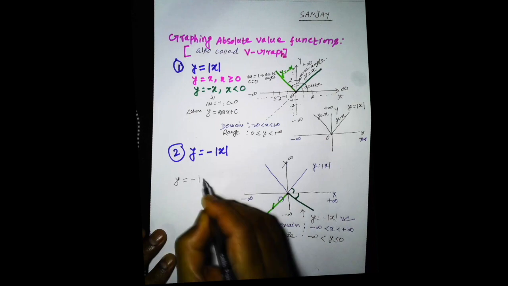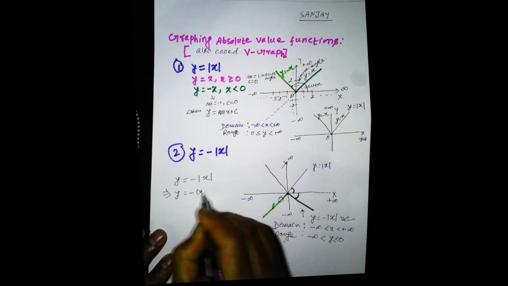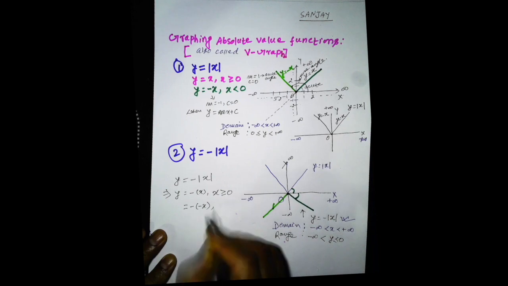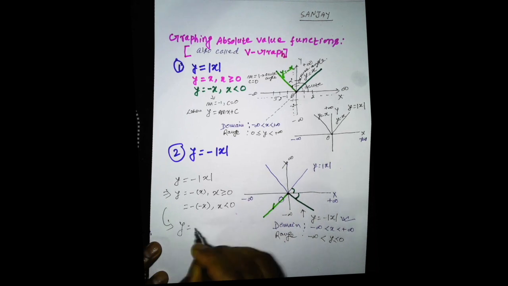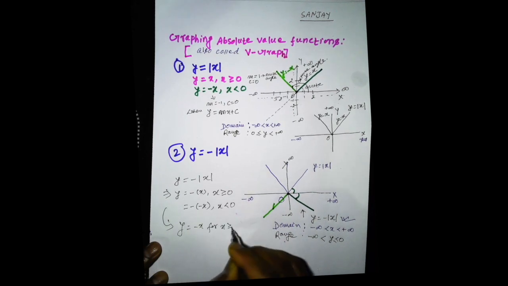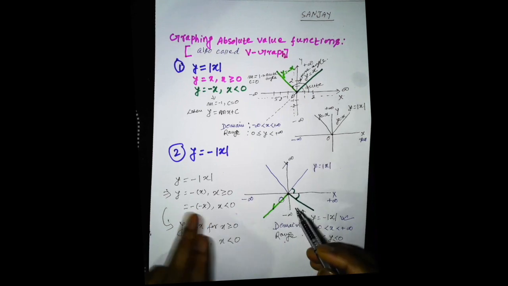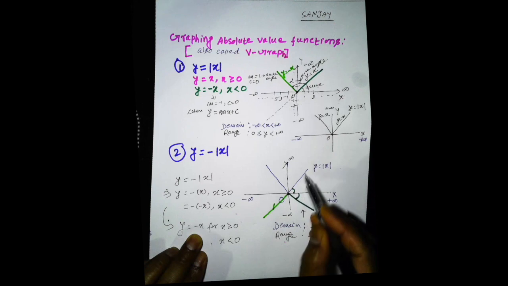Also, you can see another feature of this graph, like y equal to minus x. What does it mean? It gives you two facts: y equals minus x when x is greater than or equal to 0, and y equals x when x is less than 0. So let's rewrite this: y equals minus x for x greater than or equal to 0, and y equals x for x less than 0. So here you can see that this line is y equals minus x.